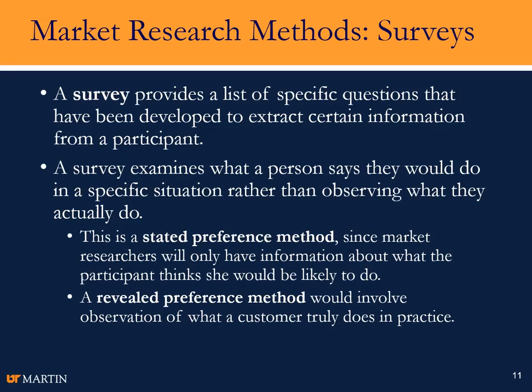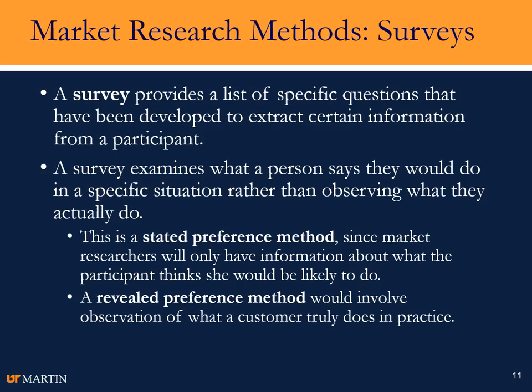Surveys just provide a list of questions that have been developed to get certain information from participants. The goal is to ask a lot of people and be able to aggregate that data up to get averages for some segment of the population. A survey might examine what a person says they'll do in a specific situation, rather than observing what they actually do. So it's a stated preference method because we can't actually observe what their behavior is. We're only listening to what they say their behavior is going to be.